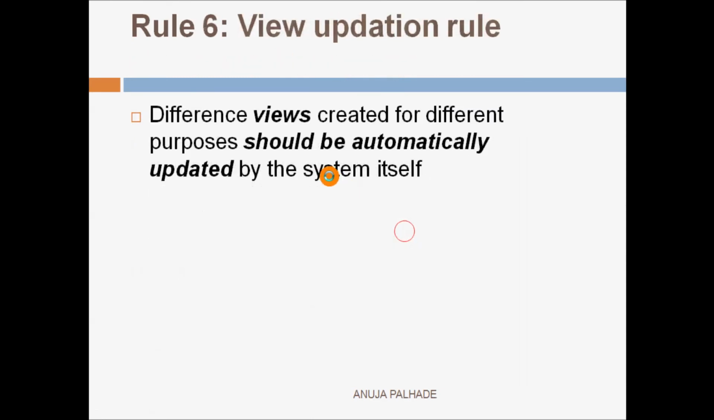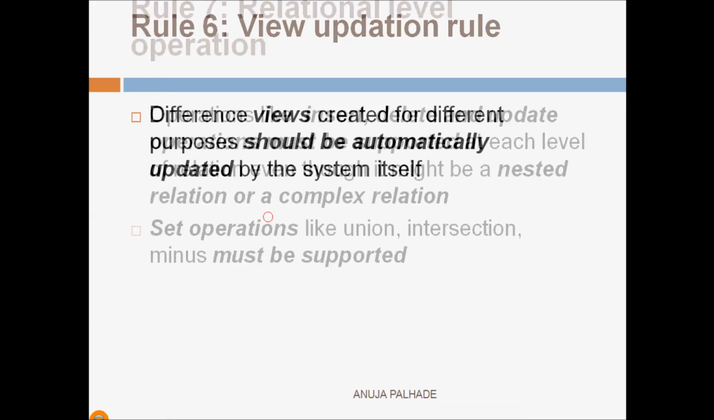Getting? So rule 6, view updation rule. The different views created for different purposes should be automatically updated by the system itself. It means all the views of the database which can theoretically be updated must be updated by the system.